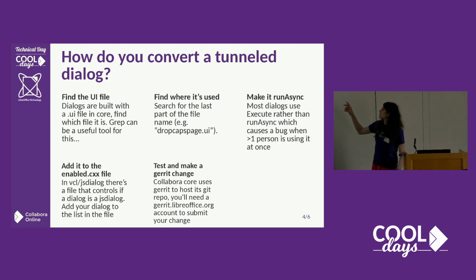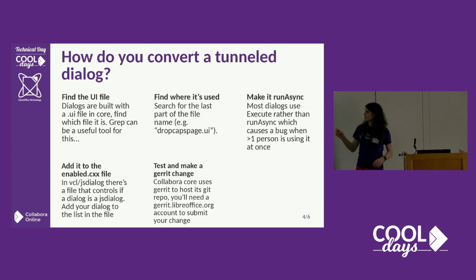You need to make your dialog run asynchronously, because if you don't, it won't work for collaboration. Core side is used to build LibreOffice, and LibreOffice obviously doesn't necessarily need dialogues to be able to run at the same time. But when we're running Collabora Online, if multiple people have the dialogue open at once, we can't just wait on everyone to close the dialogue for changes to be saved. So we need to make it run async so that we can save the changes afterwards. And then we can add it to a file which enables it to be rendered as a JS dialog.